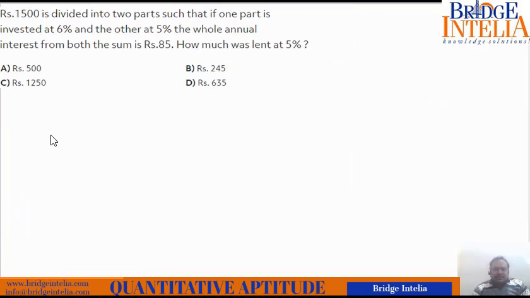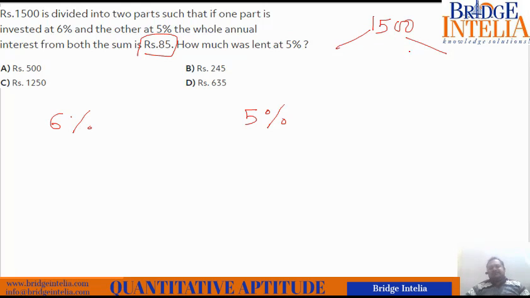Now let's see this one. Rupees 1500 is divided into two parts such that if one part is invested at 6% and the other is invested at 5%, the whole annual interest is rupees 85. So this person had 1500 rupees with him, and he deposited it in two different sources. By lending out 1500 rupees, he is getting back a total of 85 rupees.